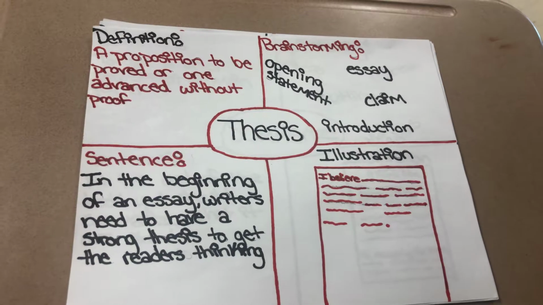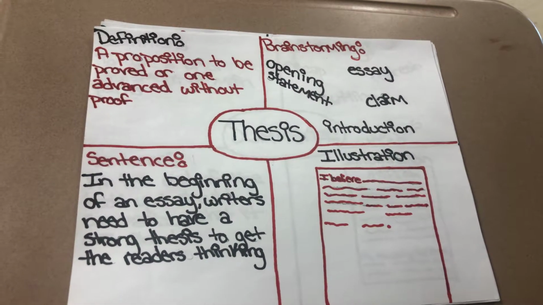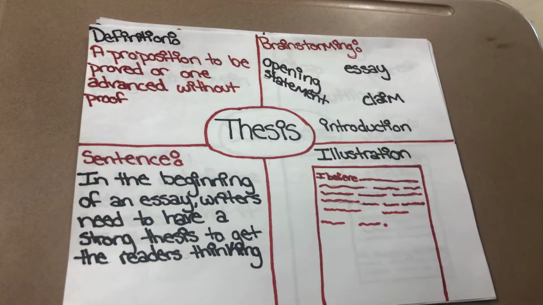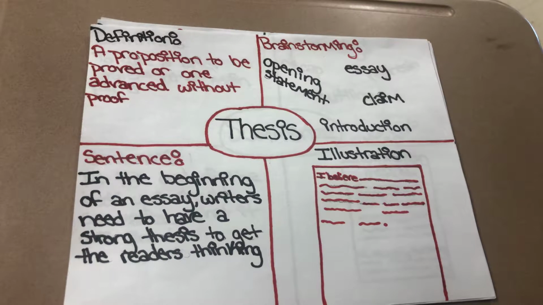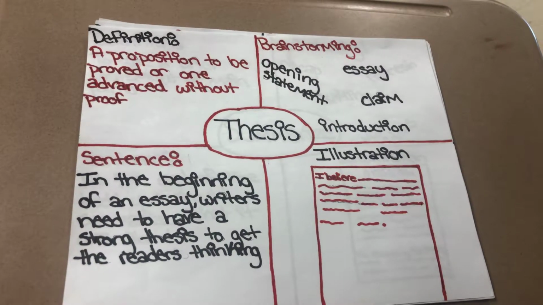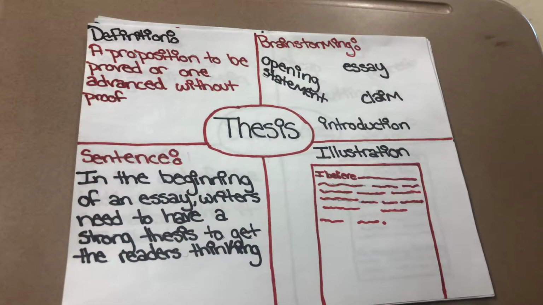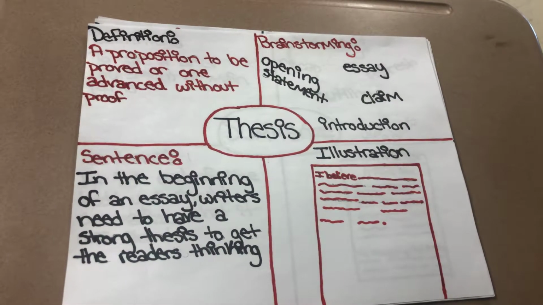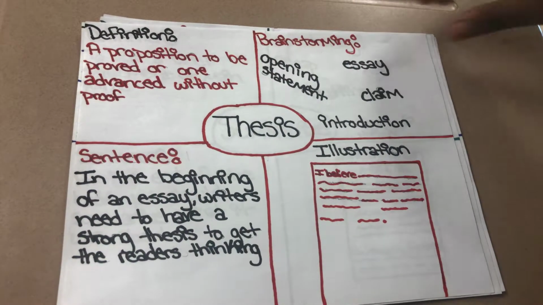The next word is thesis, which is a proposition to be proved or one advanced without proof. The sentence is, in the beginning of an essay, writers need to have a strong thesis to get the readers thinking. Some words we came up with were opening statement, essay, claim, and introduction. The illustration, the first words say I believe, which is like starting the thesis.